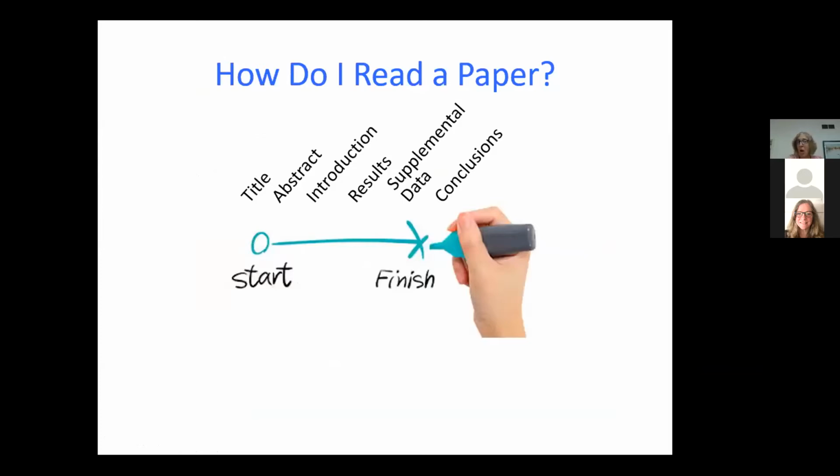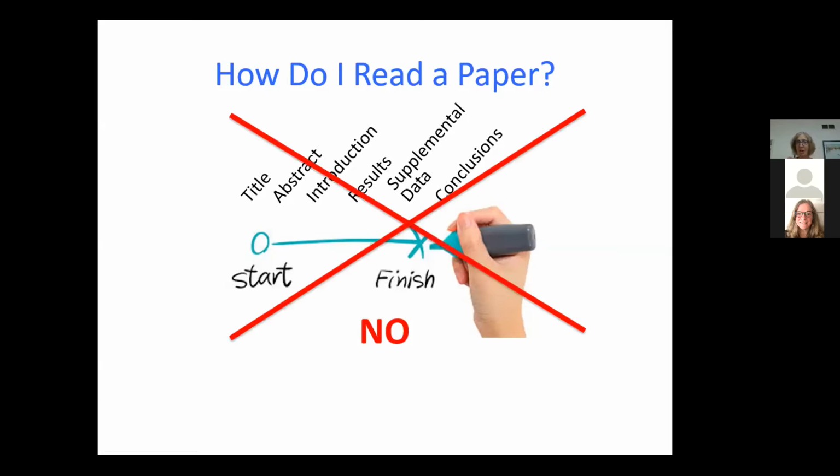Okay, how do I read a scientific paper? I've taken you through the different sections of the paper and the general order that they tend to appear in. I forgot to put materials and methods in here: title, abstract, introduction, results, discussion, supplemental data. So do I just start at the title and read all the way through? Absolutely not. That is not the way I read a paper at all. It's far too much effort to read a paper that way and then discover that it wasn't the paper I wanted to read in the first place.